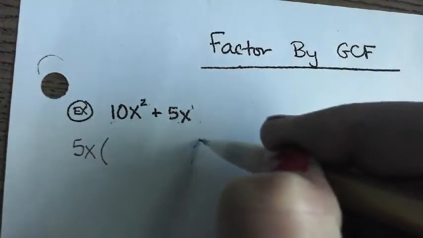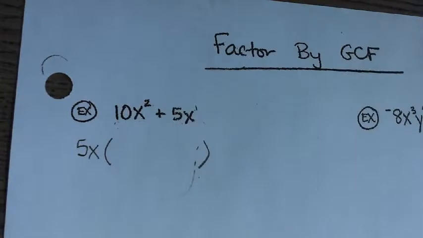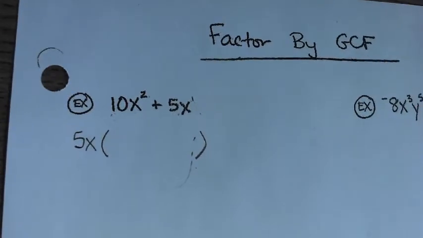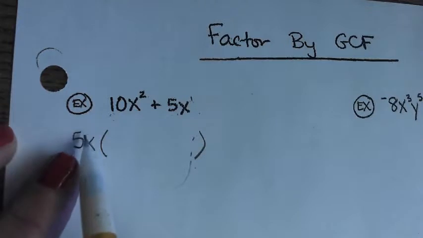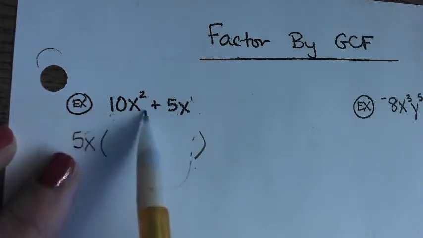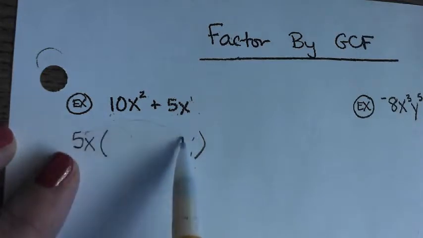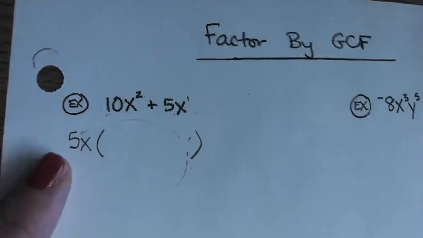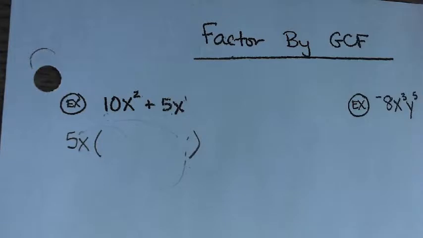Now, I don't know if factoring was ever phrased to you in this way, but factoring is the opposite of distributing. You're undoing distribution. So moving forwards, if someone said to distribute, you would multiply 5x times what to get 10x squared, and 5x times what to get 5x. If distributing is multiplying, then factoring is dividing. Write that at the top.